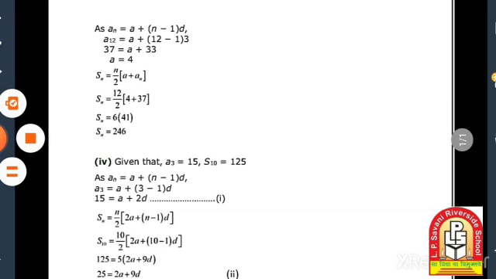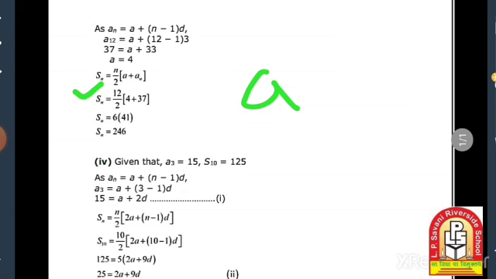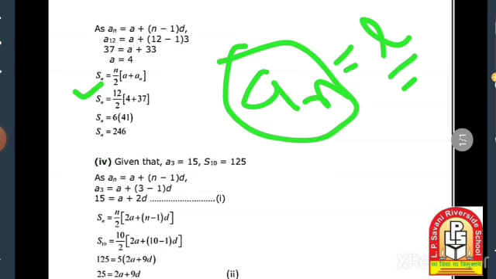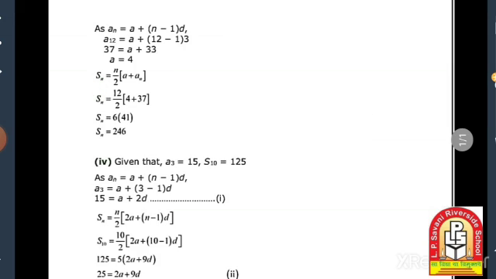I put the values in the equation of the arithmetic sum. In the arithmetic sum equation, Sn is equal to n by 2 in the bracket (a plus an). Here you can use an equal to l also, because the last term of the arithmetic progression we assume as l or as an. Both are the same. You can use any term.